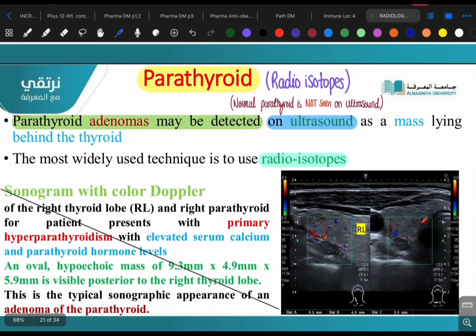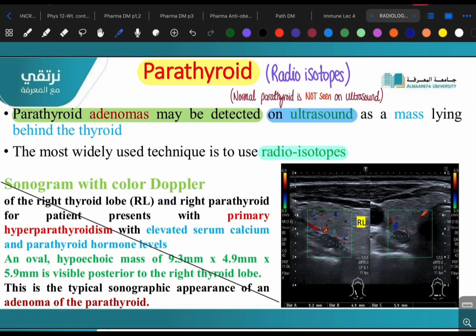Now let's move to the parathyroid. For the parathyroid gland, our first modality of choice is radioisotopes. So we use radioisotopes for the parathyroid gland. Normally the parathyroid gland is behind the thyroid, so it's not visible on ultrasound. If the parathyroid is normal, we cannot see it.